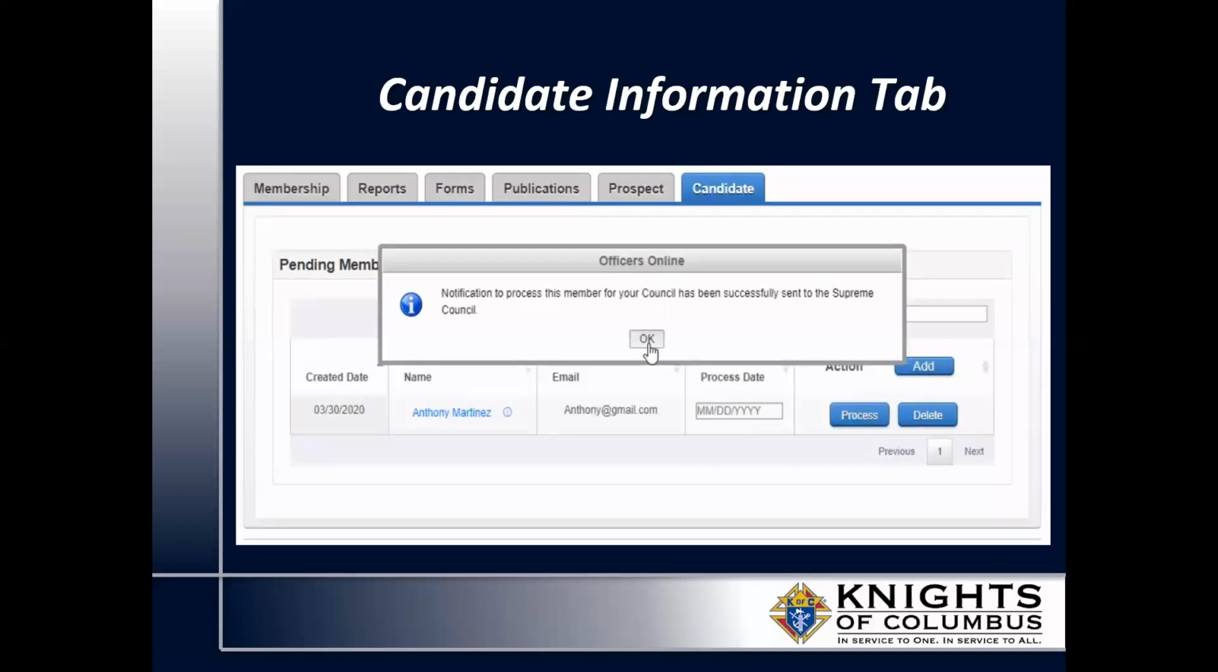Then you retain the Form 100 for your council records, and there's no need to submit the Form 100 to Supreme. This is a great enhancement to the process because you no longer have to be dependent upon Supreme to update your council records or to check the accuracy of the information. Once you do that, that person will appear on your roster, and all the information that you entered will be there also.